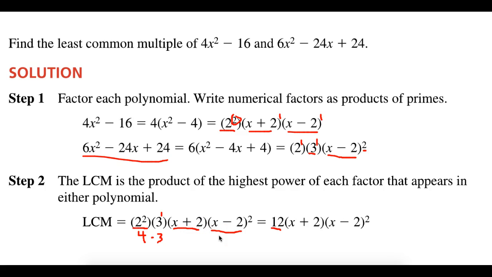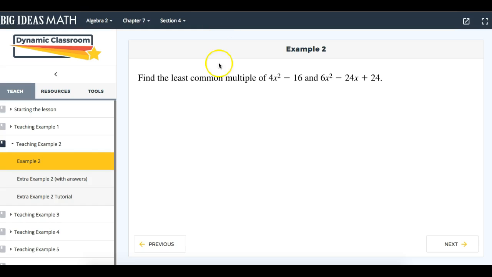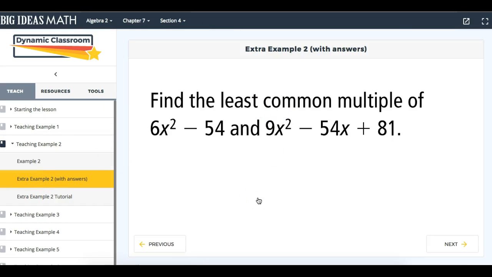Okay, so I know that's a lot of steps, but again, if you break that down to the example I gave of 24 and 36, all we're doing is factoring and taking each term to the highest exponent. So what I want to do, I want to show you one more example of that before we move on. I want to look at this extra example too.